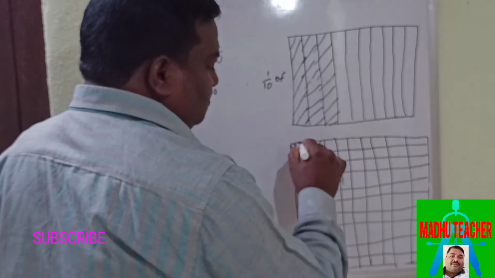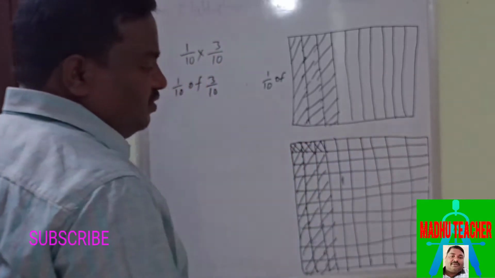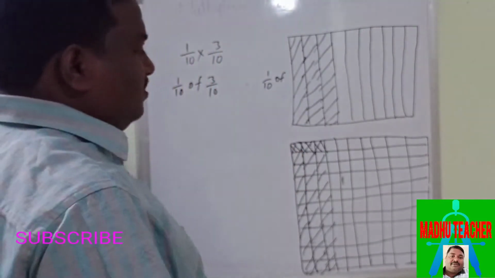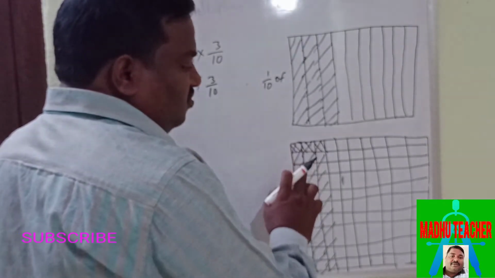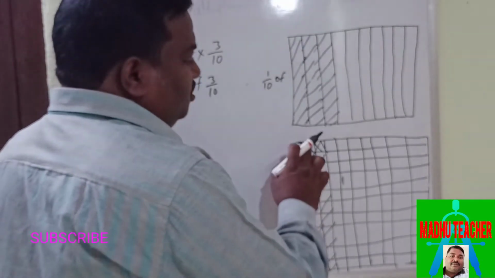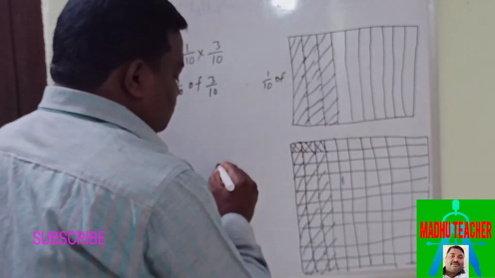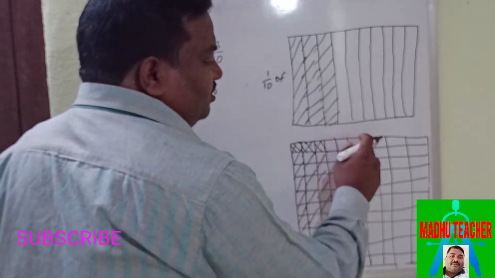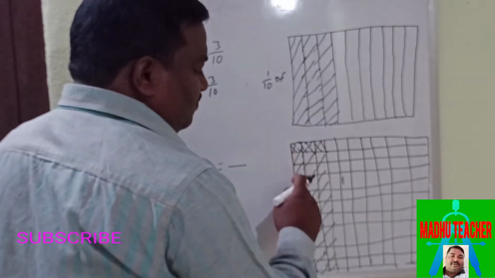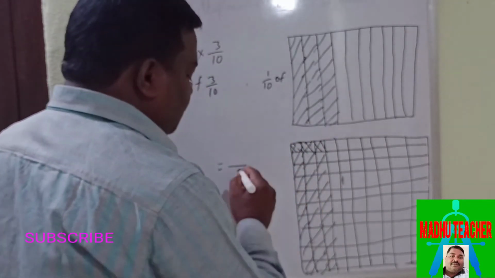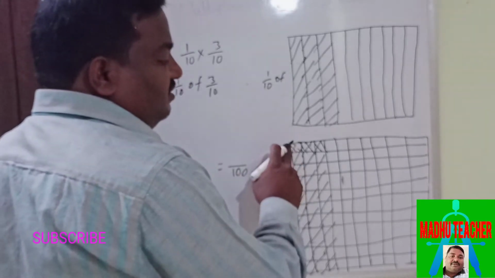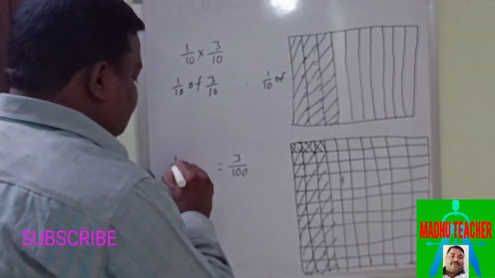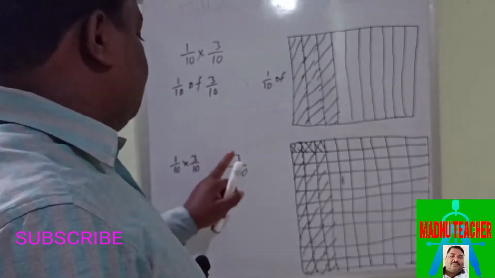That is this one part. How many parts have double cross lines? Only 3. How can you write this? Here totally we have 10 by 10, that is 10 tens are 100. Out of 100 we have double line boxes are 3. So 1 by 10 into 3 by 10 equal to 3 by 100.